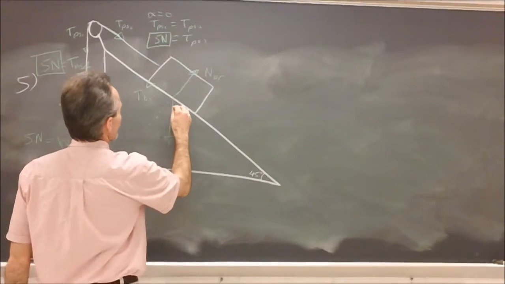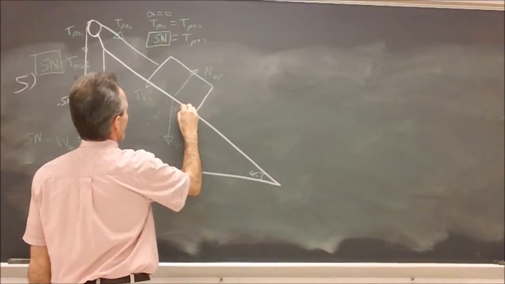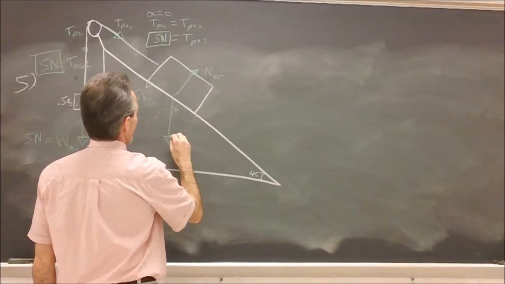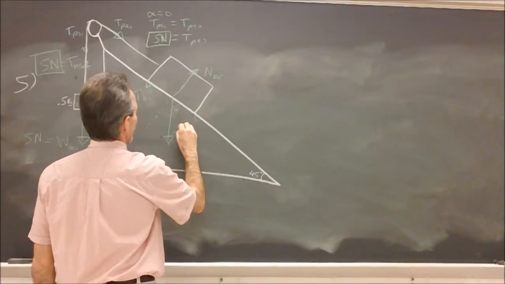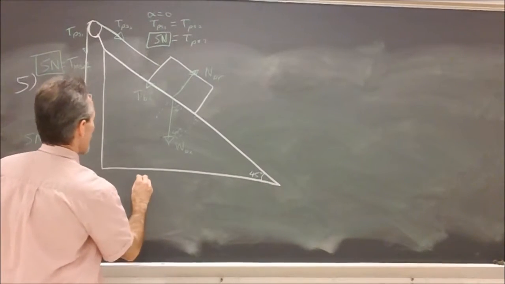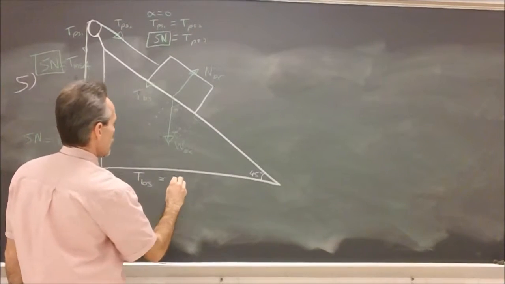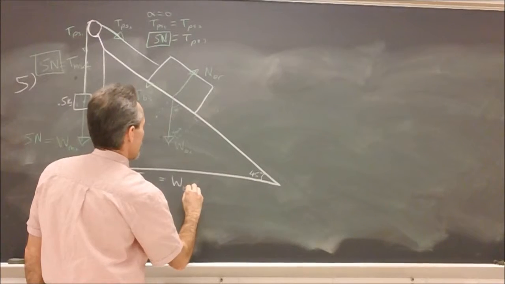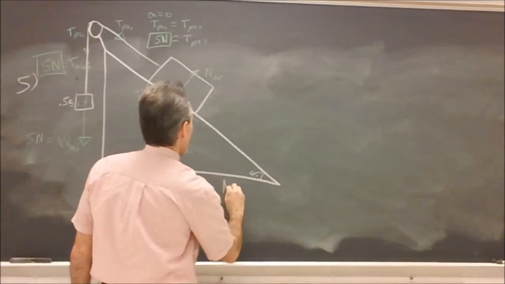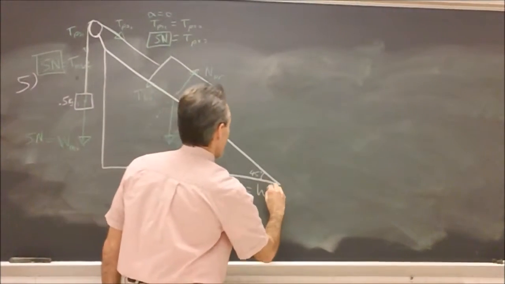Also, hopefully you can see that this angle here must be 45 degrees. And this is a right triangle, and this angle here must be 45 degrees as well. Okay, so a couple equations I can write here would be: tension on the box from the string must be equal to the weight in the x direction.